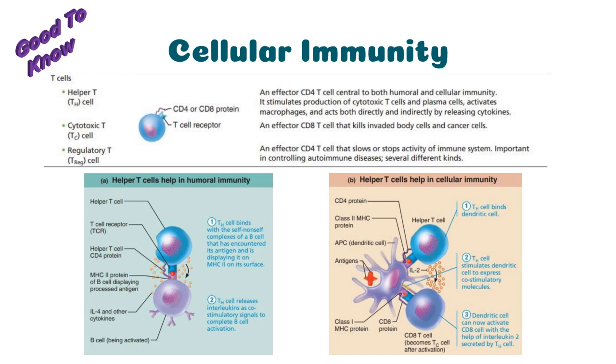We have the cytotoxic T cells. These T cells mainly cause destruction of virus-infected cells, cancer cells, and grafts. We have the regulatory T cells. These regulatory T cells protect against or prevent any autoimmune disease, so they inhibit self-reactive T cells.